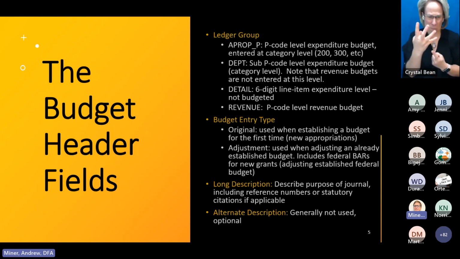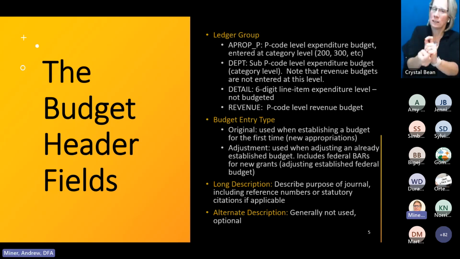Use adjustments for basically everything else. Okay, so that's for all bars, like we talked about, all BRFs, adjustments to non-recurring appropriations, all that stuff. So anytime you are adjusting an established budget, including those federal bars, like I talked about yesterday, those are adjustments.